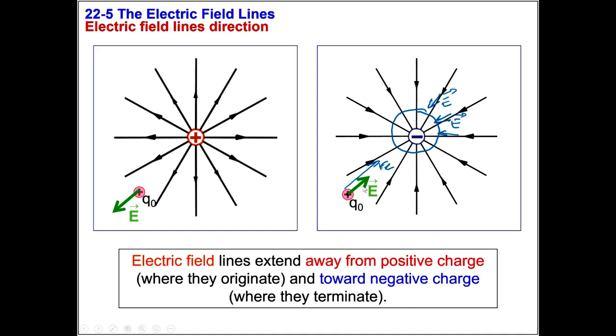Okay, so the electric field lines extend away from a positive charge, where they originate, and towards a negative charge, where they terminate. This is a general rule. Like we said, the electric field is always pointing away from a positive charge and towards a negative charge. Same thing, electric field lines point away from a positive charge and point towards a negative charge.